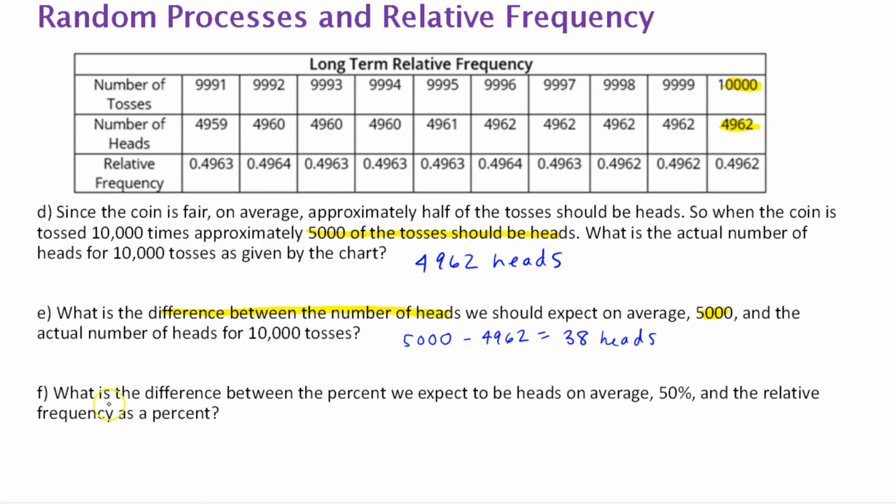And then finally, we're asked, what is the difference between the percent we expect to be heads on average, 50%, and the relative frequency as a percent? Well, we have 50%, and then here, since it's 10,000, actually we have it right here, there's a relative frequency, minus 49.62%. Okay, so that difference is 0.38%.